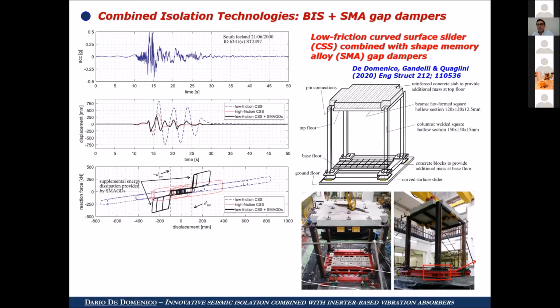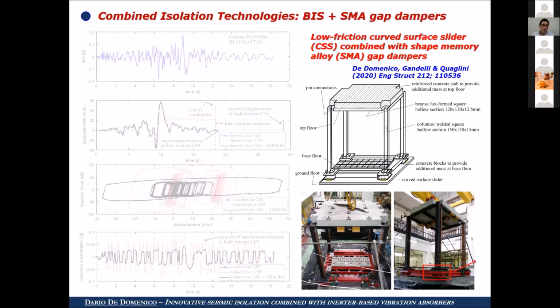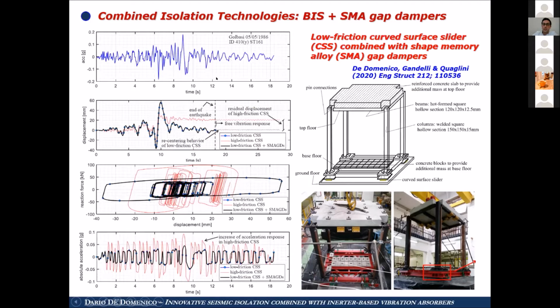Now let's have a look at the response for lower intensity earthquakes. If we have a look at the hysteretic loops, we can see that the behavior is exactly the same as the low friction system, because the shape memory alloy gap dampers are not engaged in the hysteretic response, so they don't work at all.